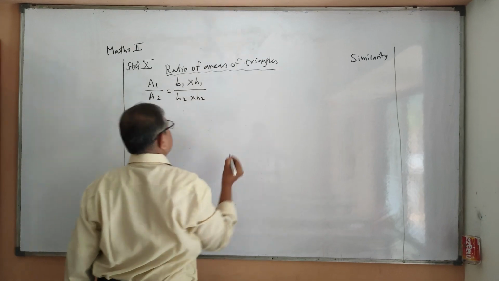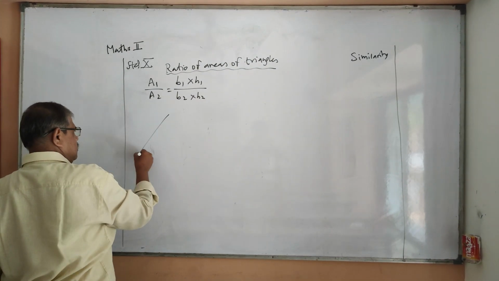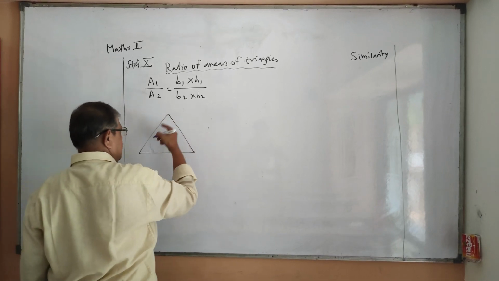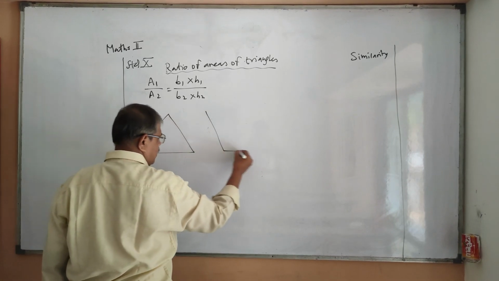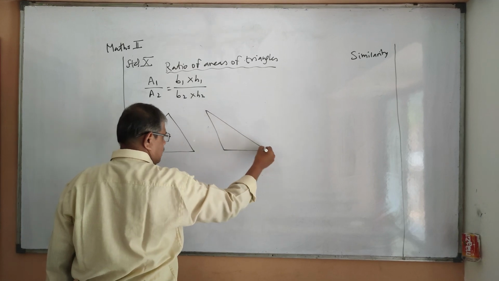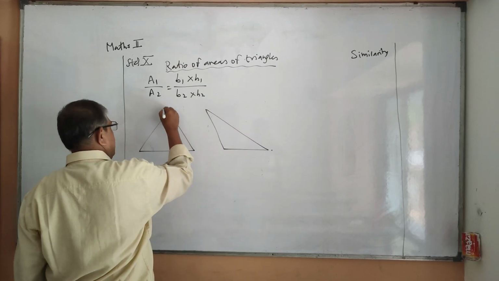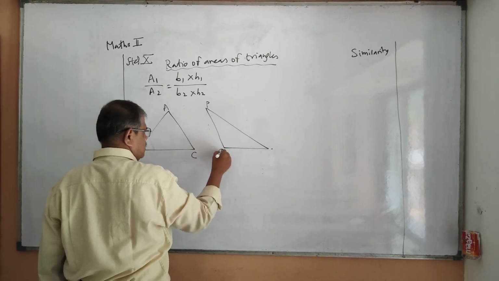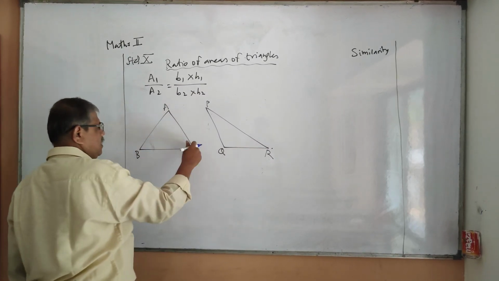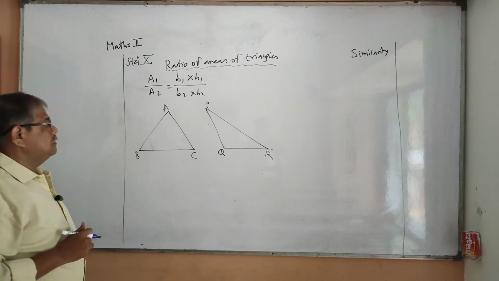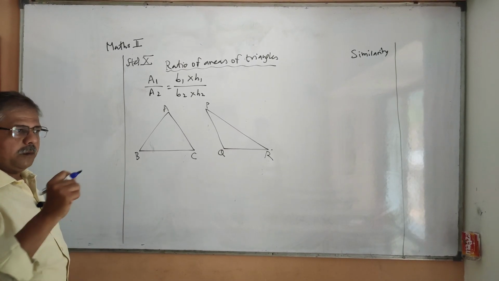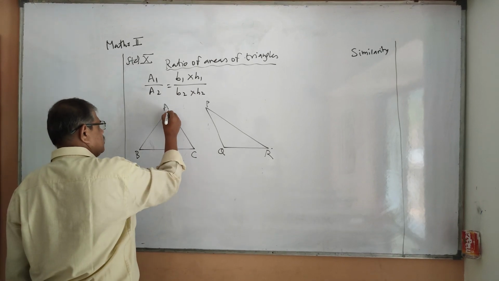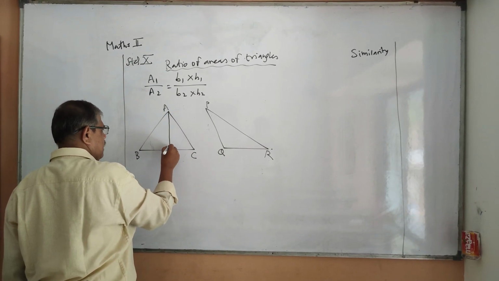A1 upon A2 is equal to, suppose I take two triangles of any type. This is the acute angle triangle. Here I am purposely taking an obtuse angle triangle. Now ABC, PQR. Now what is the height of the triangle ABC? Height means the perpendicular drawn from the opposite vertex on the base. So here I draw that AD.